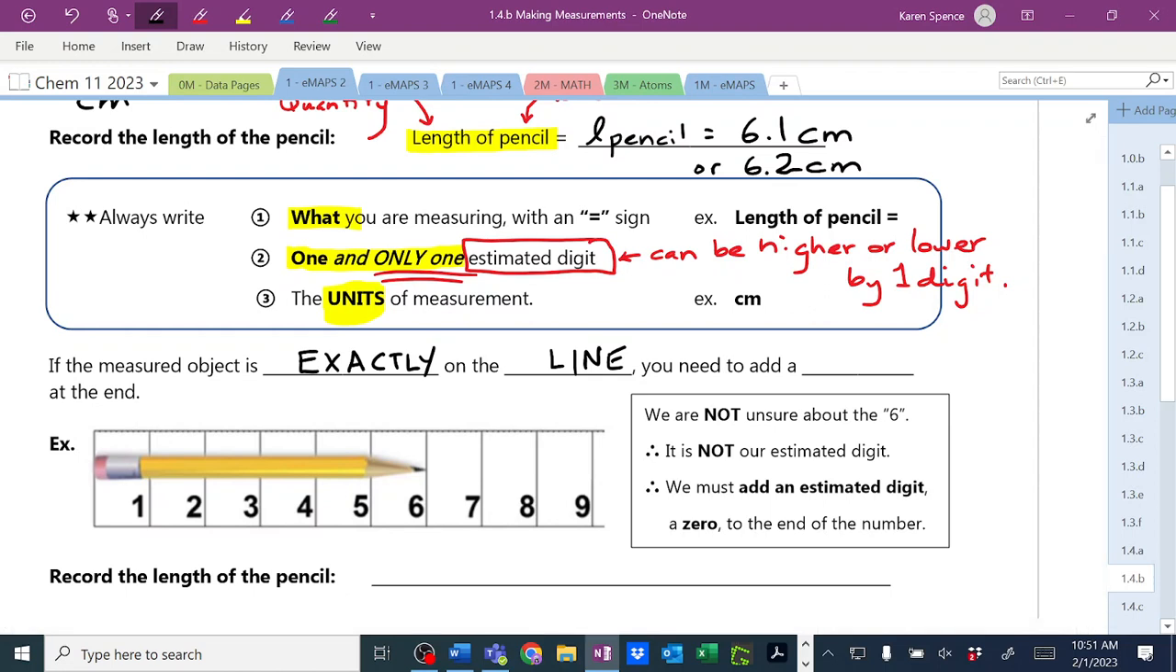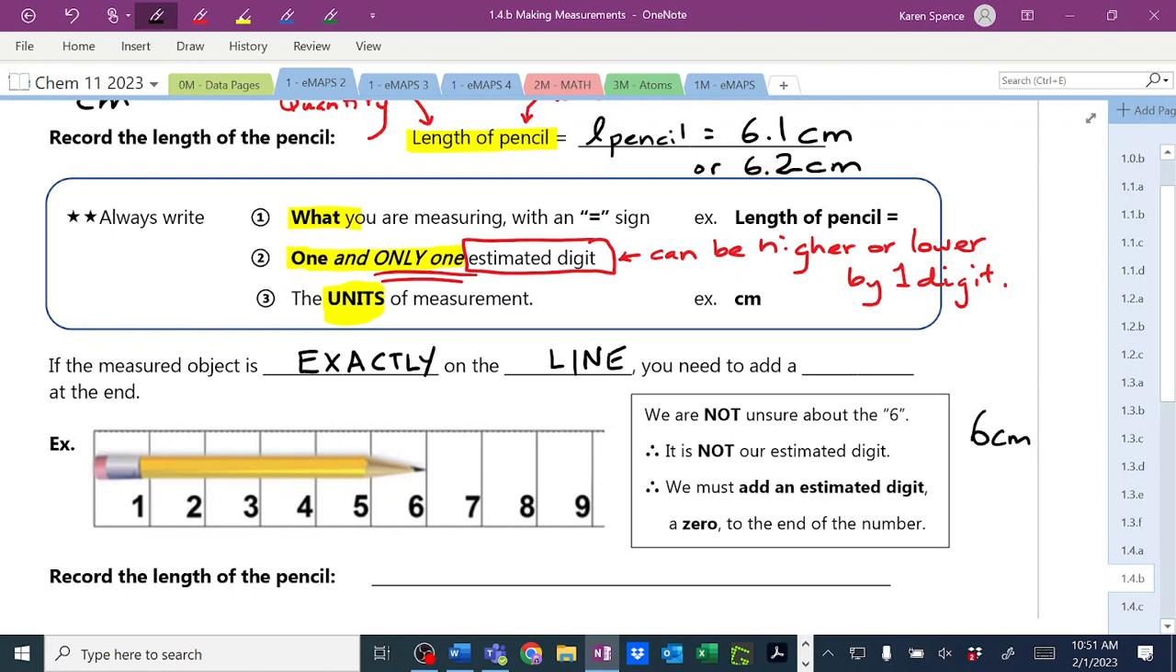If it is exactly on the line, if you were to just write 6 centimeters, that would mean that you were unsure about the 6. Okay, because that's your final digit, right? In the number 6 centimeters, there's only one digit. 6 is the final digit, which would mean that you were estimating the 6. Are you estimating the 6 here? No, you're not estimating. That's pretty darn on a 6.